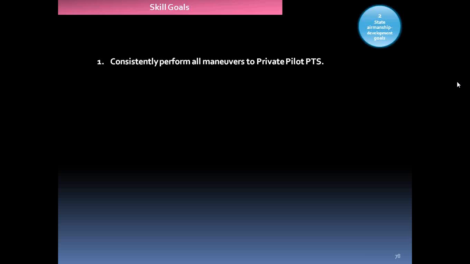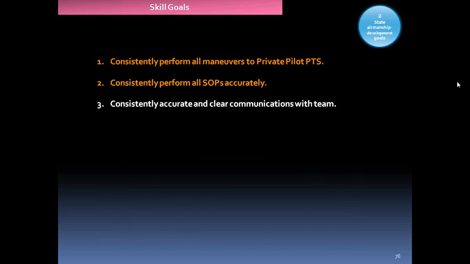He's going to consistently perform all maneuvers to private pilot practical test standards. So that's a skill level. Those PTSs are a skill level. So he's going to get back to that consistently. He's going to consistently perform all standard operating procedures accurately. That's a skill.